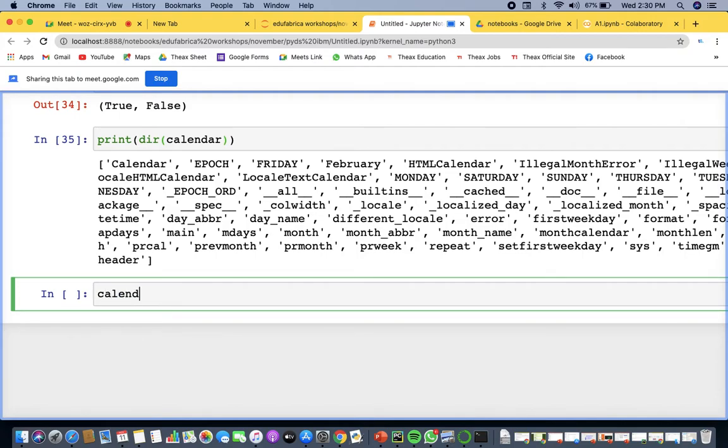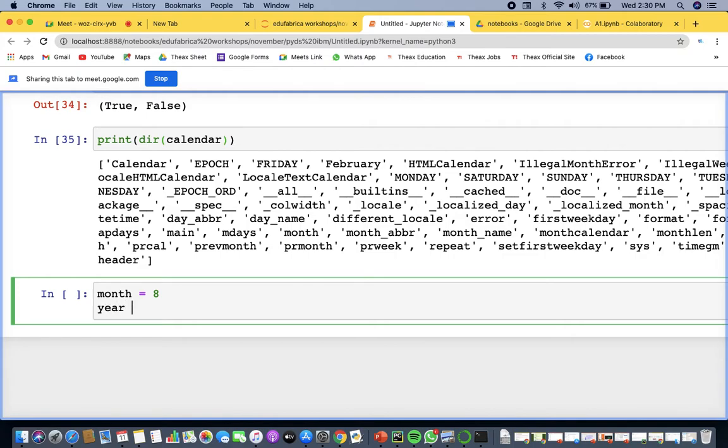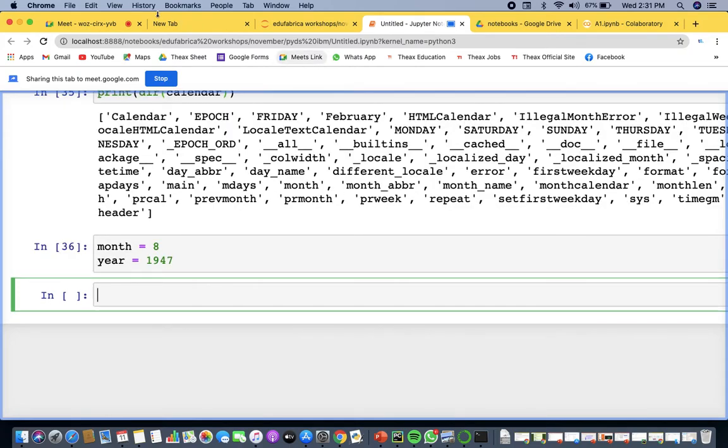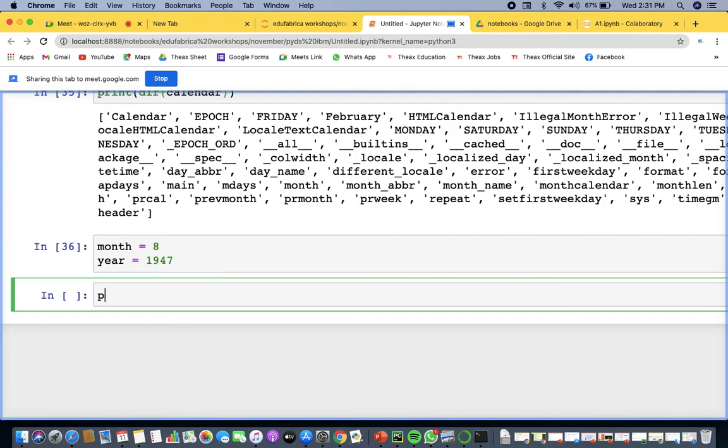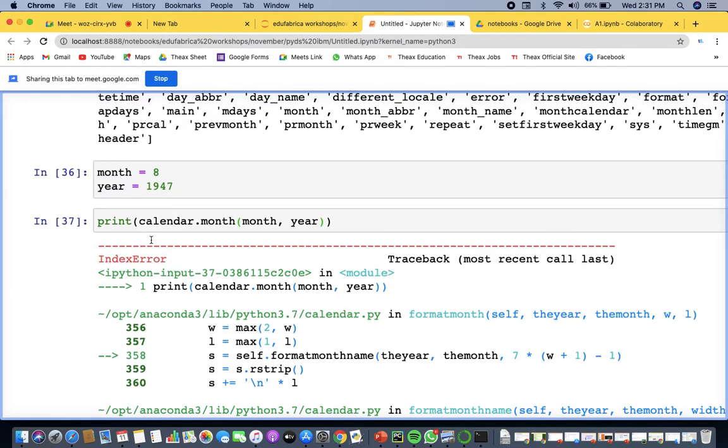So you want a calendar basically of the month, which month August comes. And then we can give the year, that is 1947. So the month is 8 and the year is 1947, right? That is our requirement for now, to generate the calendar. So easily we can say that basically we want to print a calendar of a month where the month is 8 and the year is this. So, list index out of range, just a moment.